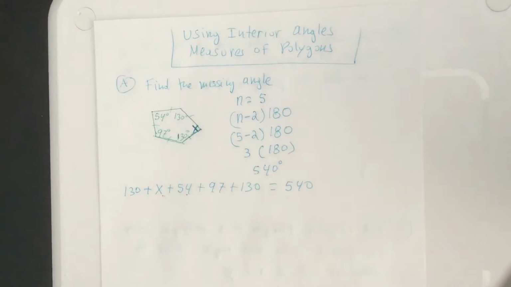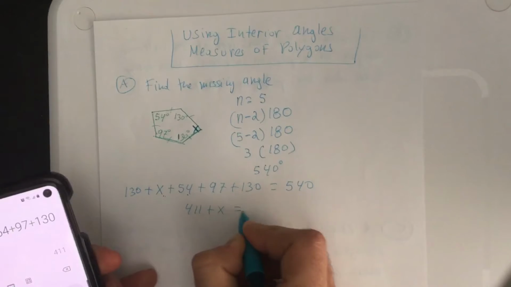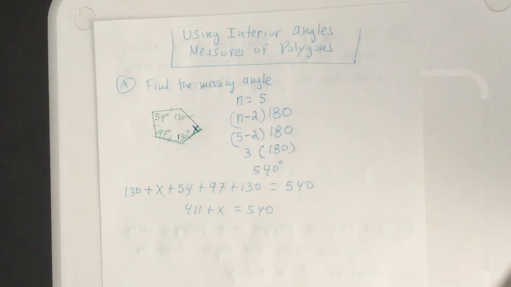Now I'll get my calculator and plug in all the information. That's 130 plus x plus 54, plus 97, plus 130, which equals 411 plus x. So 411 plus x equals 540. Then we subtract 411 from both sides of the equation, and that should give you the answer for x.